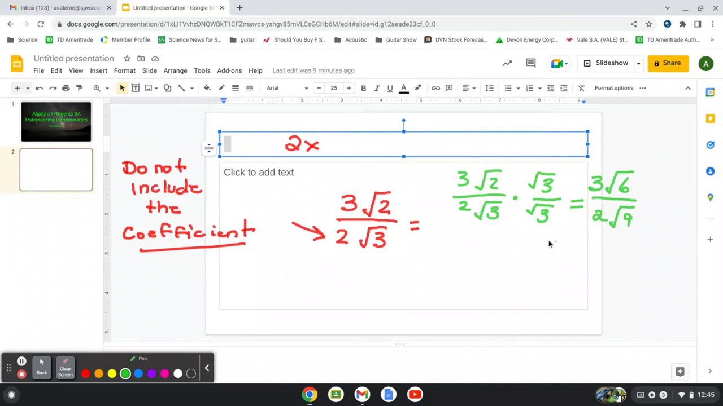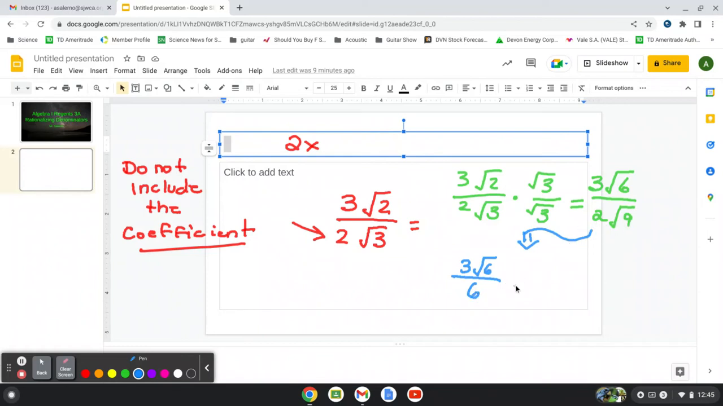Right? So let's keep going. So we'll use another pen, another color. Bring an arrow, so see what we're doing here from this, right? So now we have 3 square root of 6 divided by, and we're going to have 2 square root of 9, which is just 6, right? Because the square root of 9 is 3. 3 times 2 is 6.